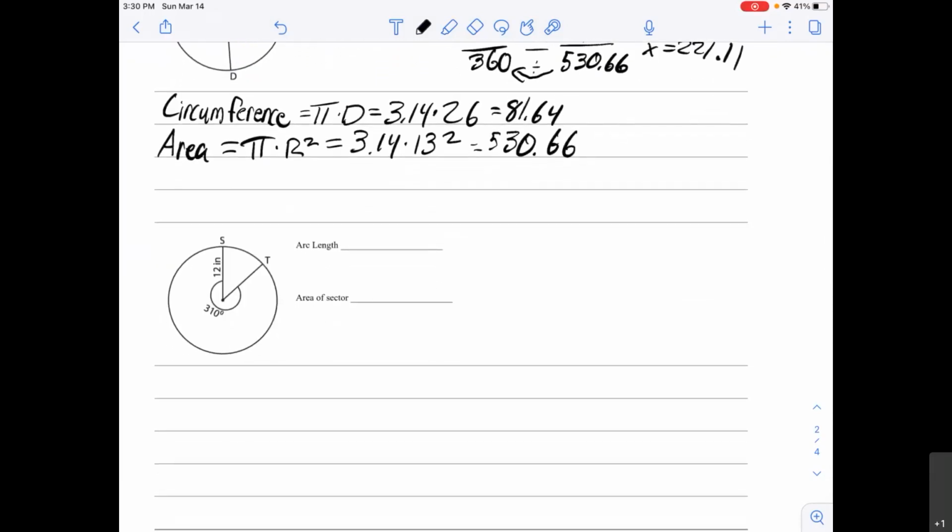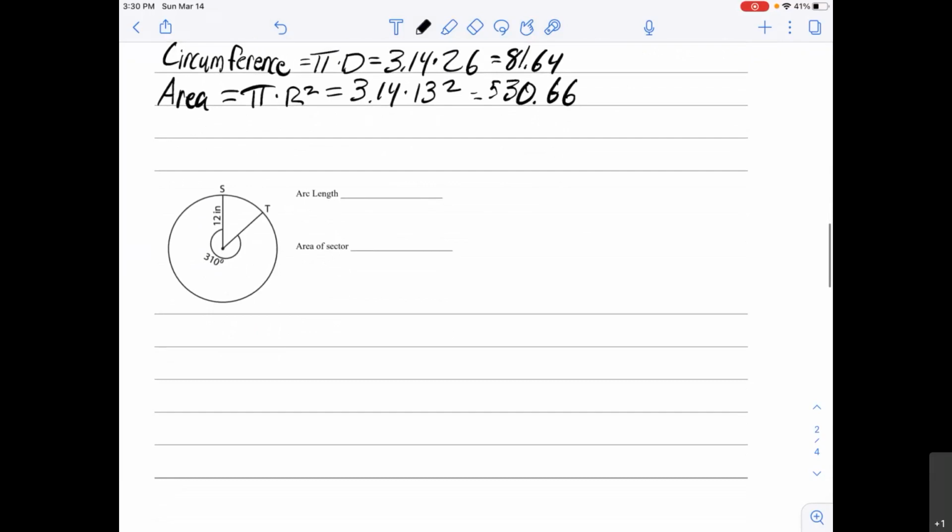For our last problem here, we're going to be finding the arc length and the sector area again. So one more time, I would like you to try to find these on your own, and then restart the video when you have your answers and check your work.